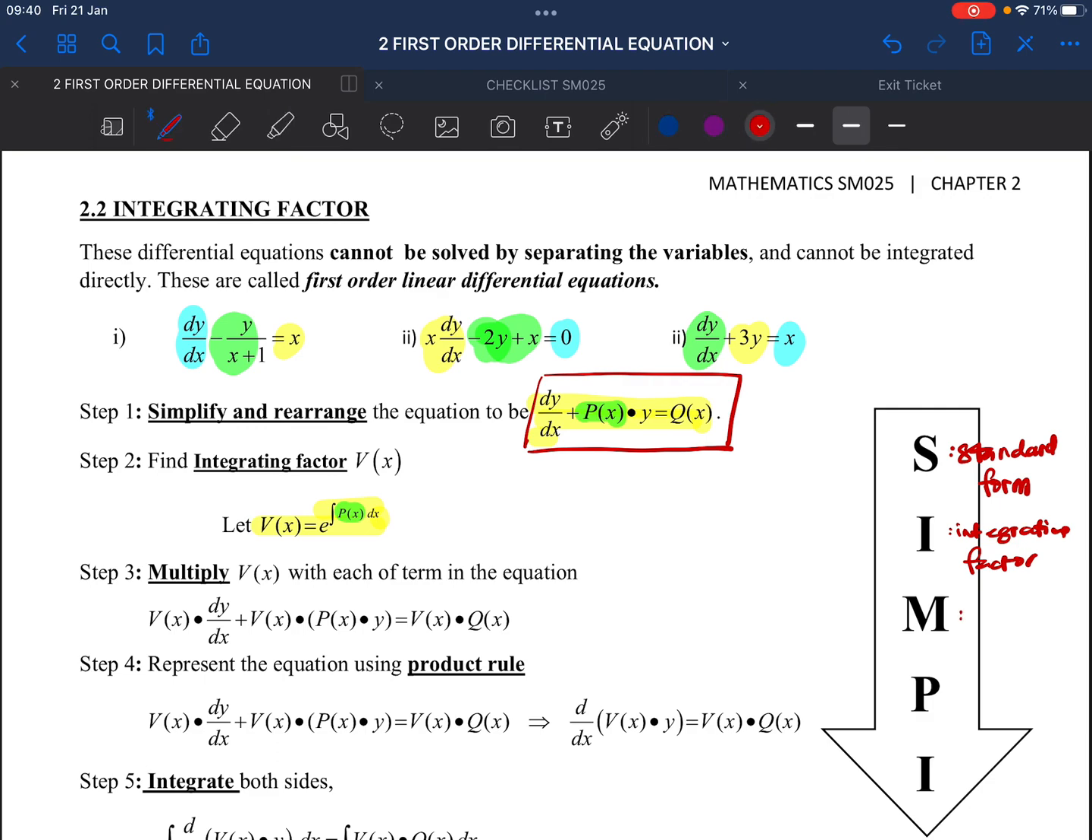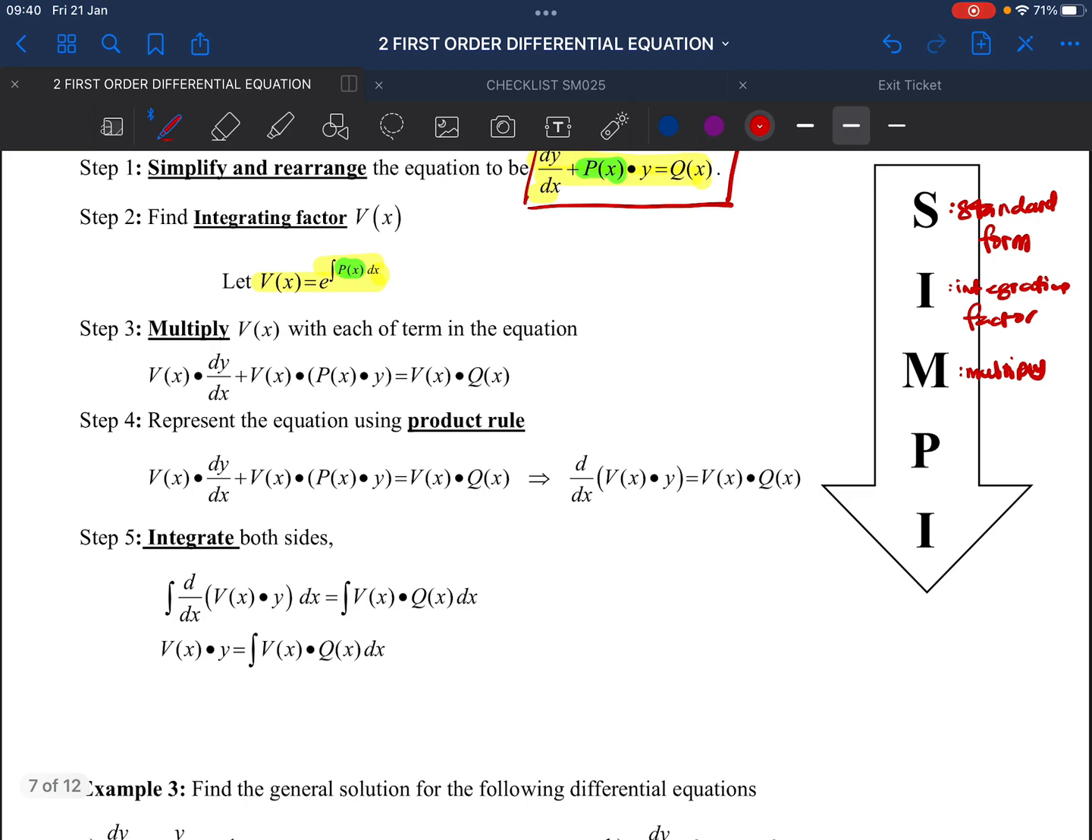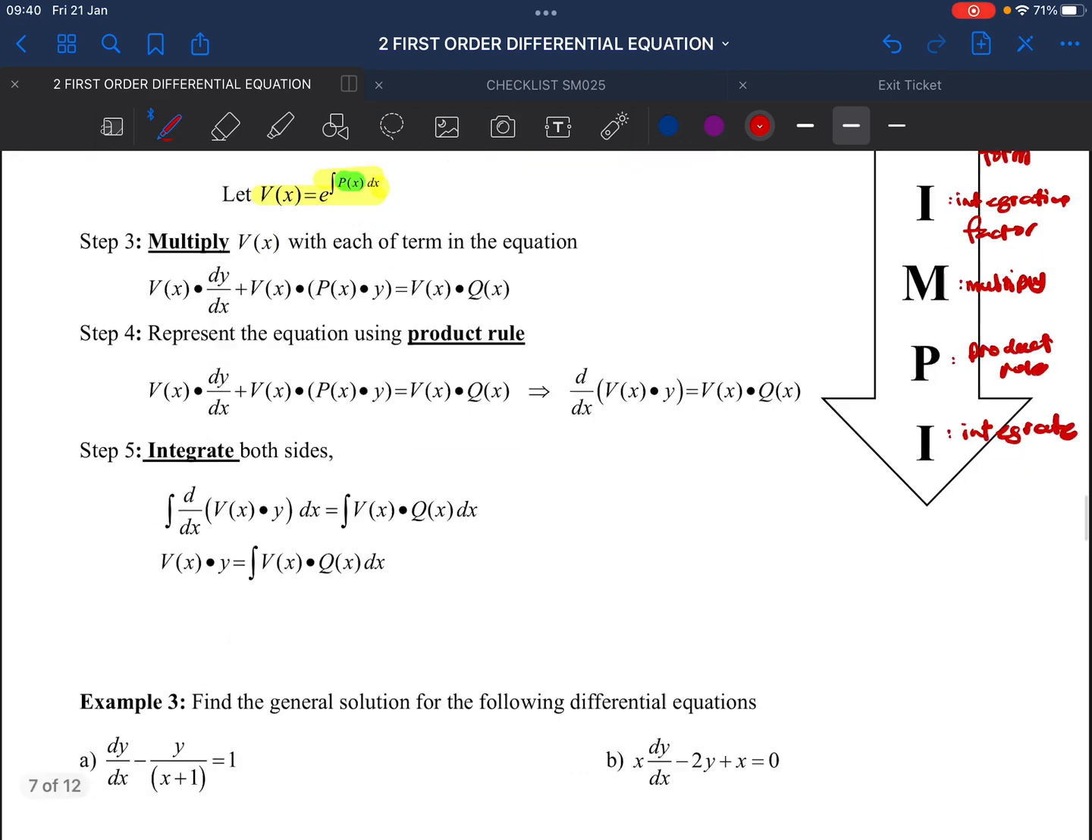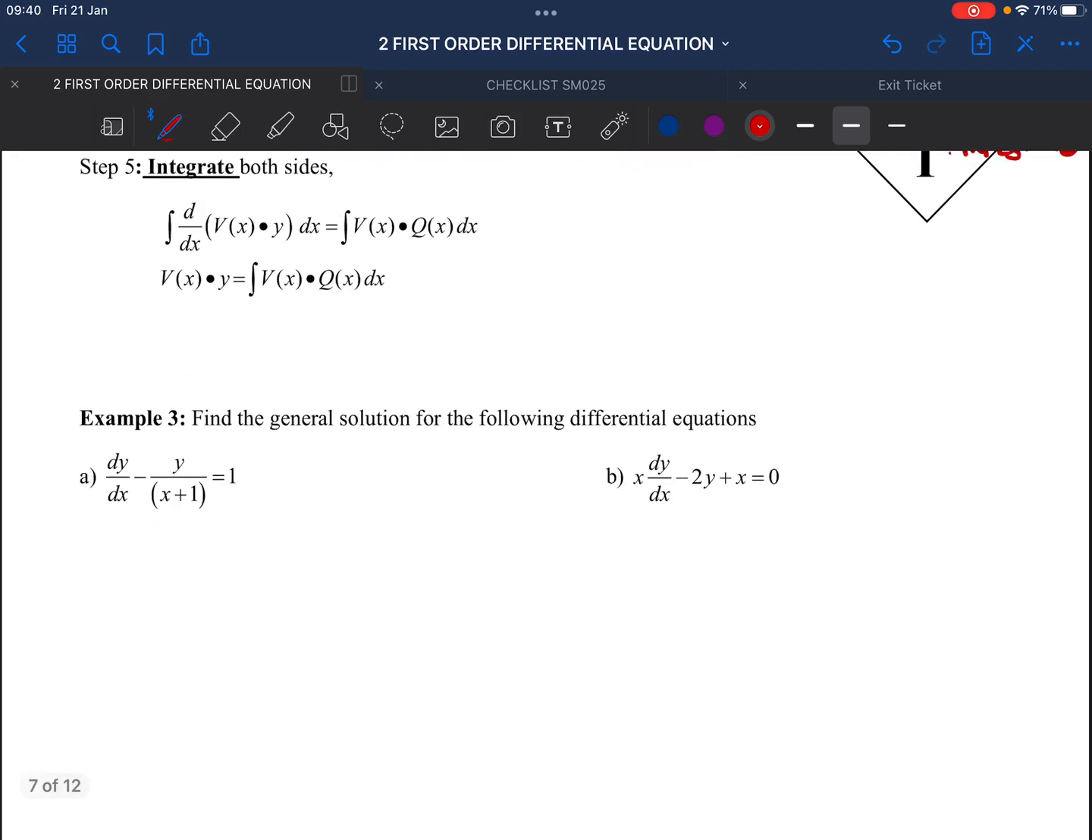So that one you have to solve and simplify, and then we move to the third step, which is we have to multiply. Apa yang kita multiply? The third step tak payah fikir pun, nanti kita akan pergi tengok dekat soalan. The same thing for step 4, which is product rule. Kita akan terus tengok dekat soalan nanti. And the last step is we integrate. We have to integrate both sides.